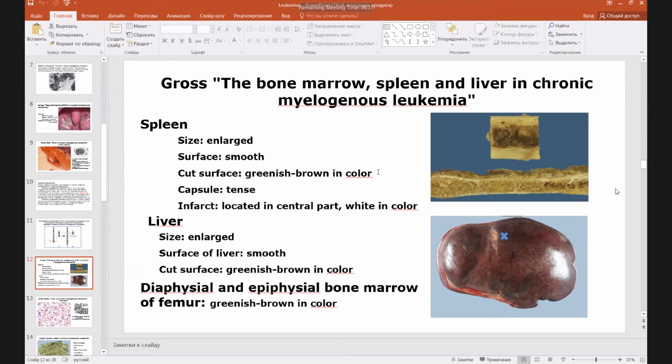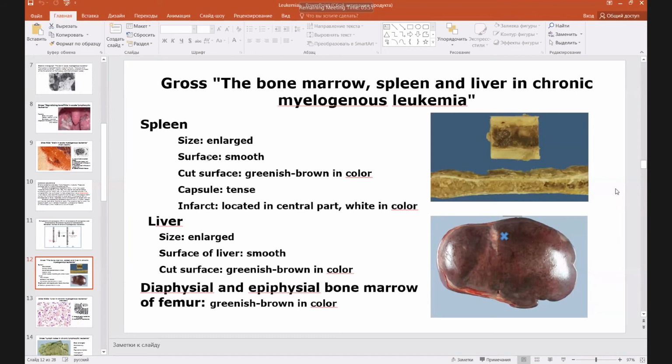A capsule is tense, and sometimes in this organ they can reveal infarcts. In our case, the infarct is located in the middle part of the spleen, and the infarct is whitish in color. Sometimes infarcts are absent. The liver has the same characteristics. The size of the liver is enlarged too, the surface is smooth, and the cut surface is greenish brown in color. Please remember, in myelogenous leukemia, the enlargement of the organ is very prominent.